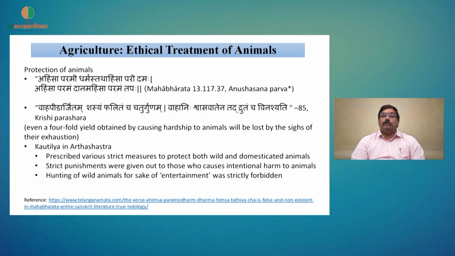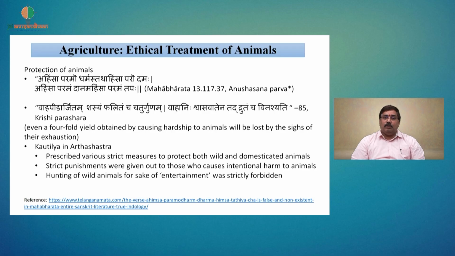And in fact, even Krishi Parashara, because it was all based on our bulls and buffaloes, he says, Vahapidarjitam sasyam phalitam ja chaturganam vahani shvasavatena jitum cha vinashyati. What Parashara Maharshi is saying is that if we grow crops by mistreating animals, even if we get a lot of yield, all of that will be gone, because animals being mistreated will cause misfortune to the farmer himself.